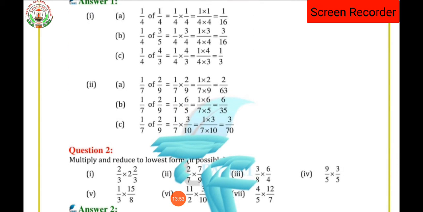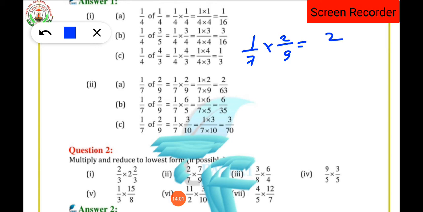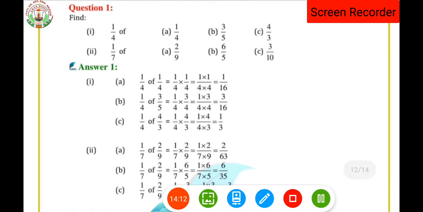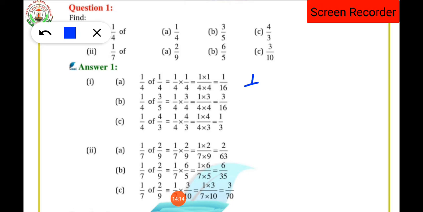Second part is also a very simple one. What is 1/7 multiplied with 2/9? That answer will be 2 upon 63. Okay. Here 1/7 is going to be multiplied with 2 upon 9. That will be 2 upon 63.